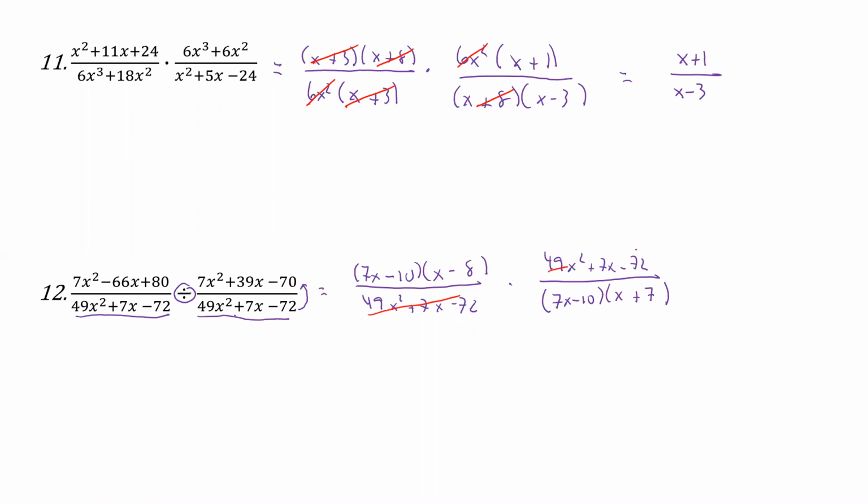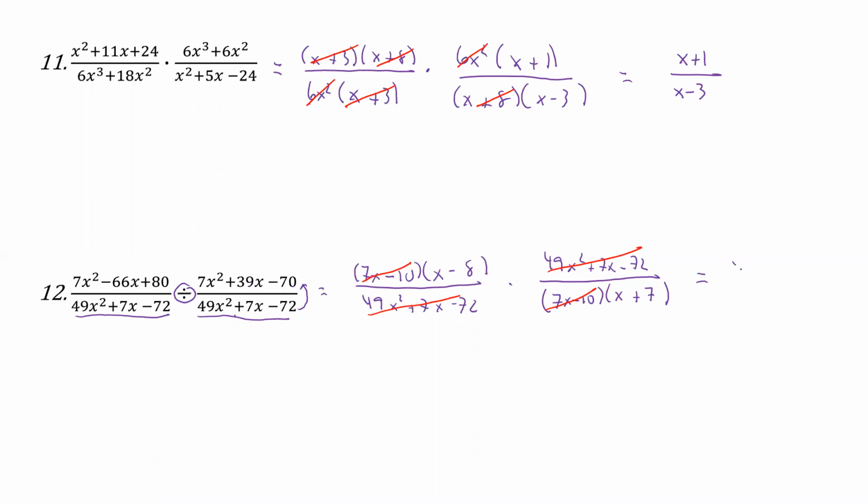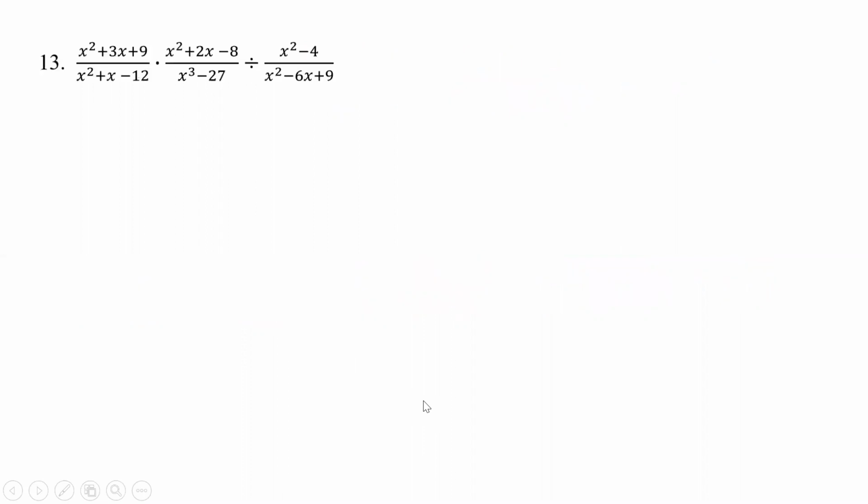So those two are gone. 7x minus 10 is gone, and I just have those two binomials left, which is x minus 8 over x plus 7. All right, so there is where I have finished, and I had those three trinomials to factor, and I only really factored two of them because those two canceled out and I didn't have to worry about them. So looking ahead sometimes helps you so you don't actually have to do some work.